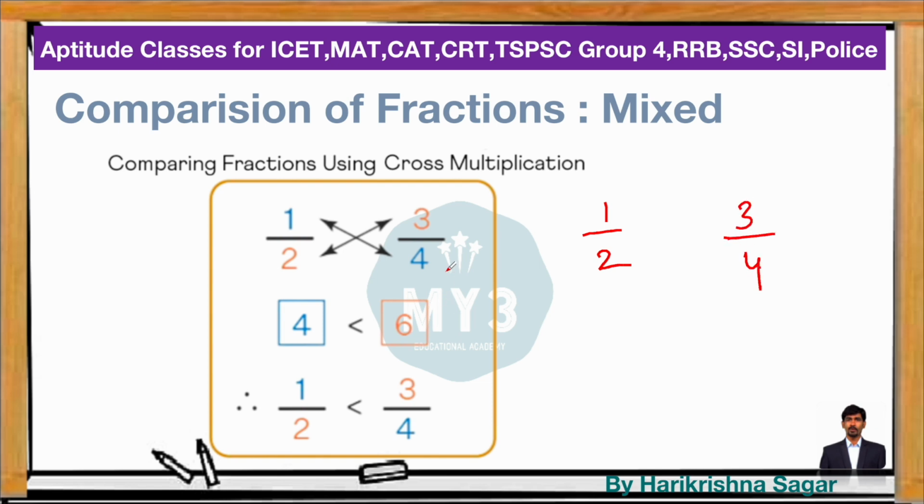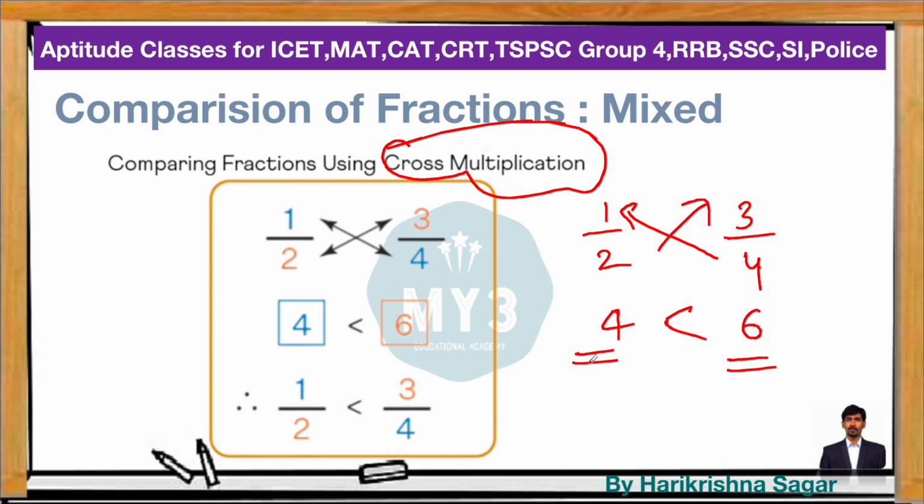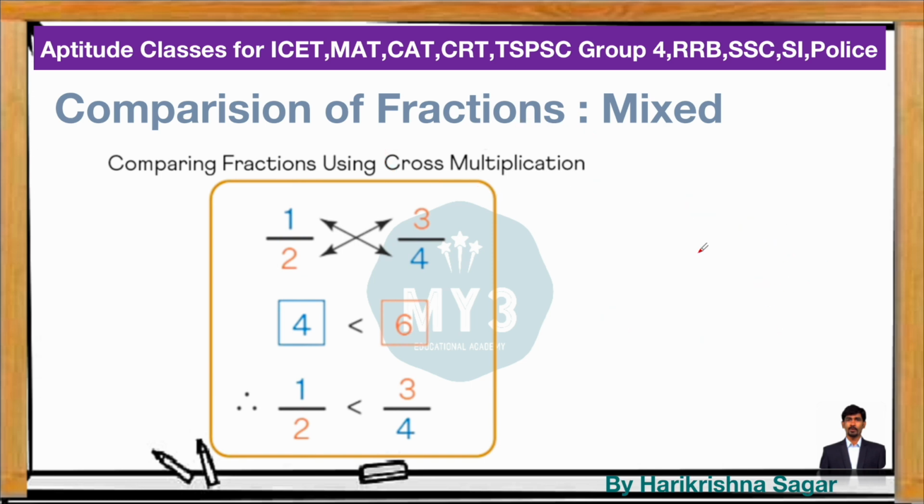For that, use a very simple trick. To compare the fractions, use the cross multiplication method. Cross multiplication means you look at the product of these numbers. 1 into 4 is 4 and 2 into 3 is 6. Is 4 greater or 6 greater? Definitely 6 is greater. So we can say 3 by 4 is the greater fraction.